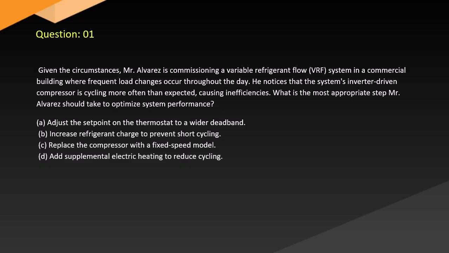A. Adjust the set point on the thermostat to a wider deadband. B. Increase refrigerant charge to prevent short cycling. C. Replace the compressor with a fixed speed model. D. Add supplemental electric heating to reduce cycling.